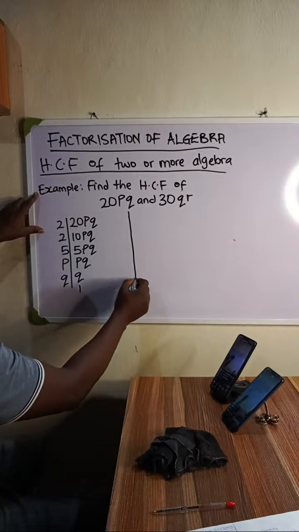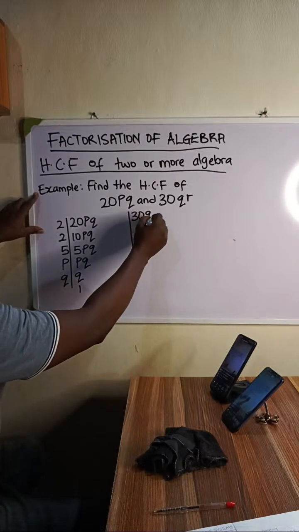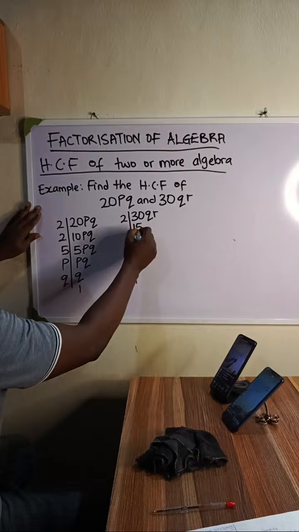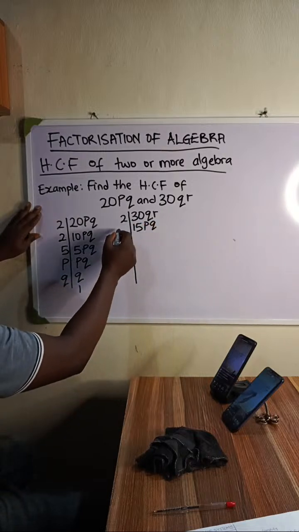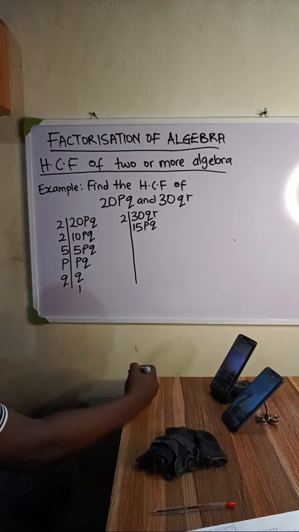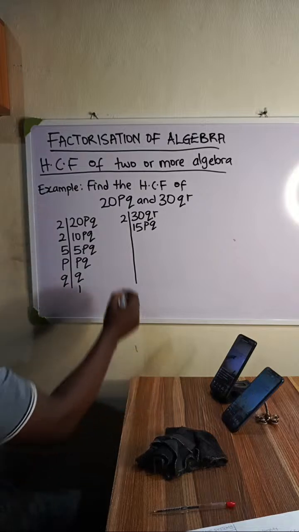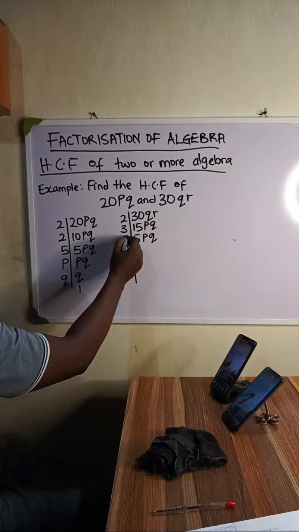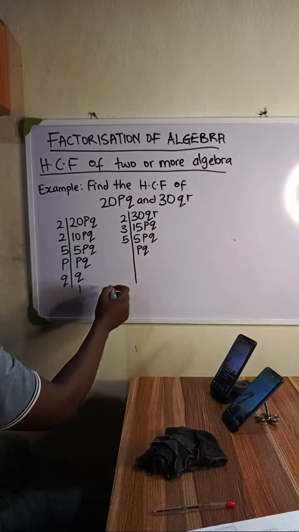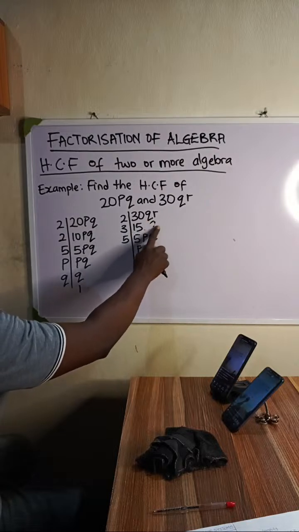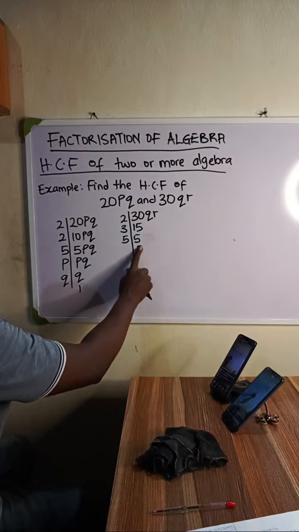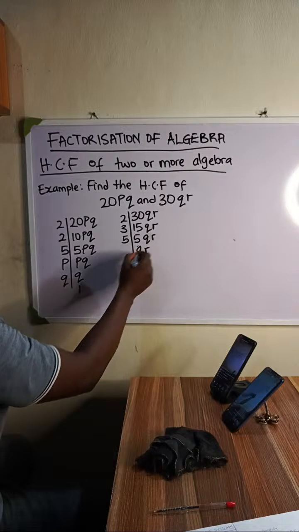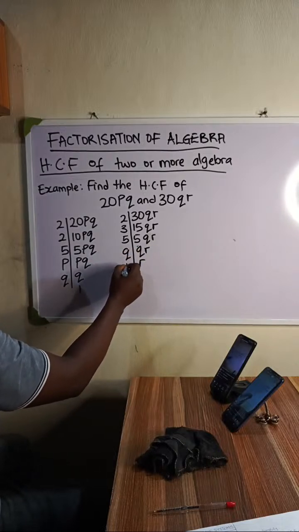Next, let's try 30QR. Dividing again by 2, we have 2 here, we have 15QR. Someone said 5Q. Are you sure about that? We have 3 now. This will give us 5QR. We have 5. This will give us QR. And then Q, we have R. And R, we have 1.